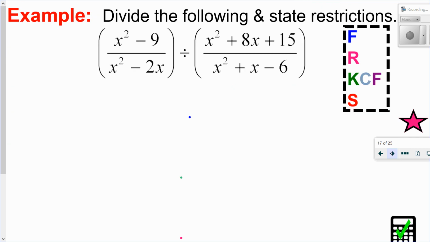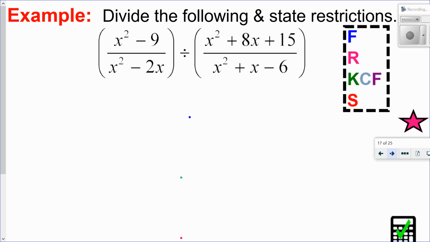So let's try that. Step one is factor. This might be a really good opportunity for you to practice your factoring. You might want to pause the video, factor all 4 of those expressions, and see if we get the same answer when you come back.